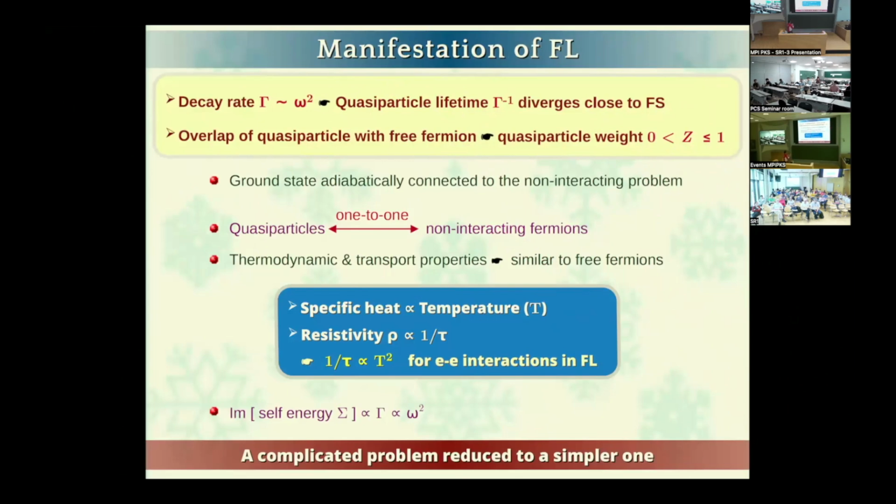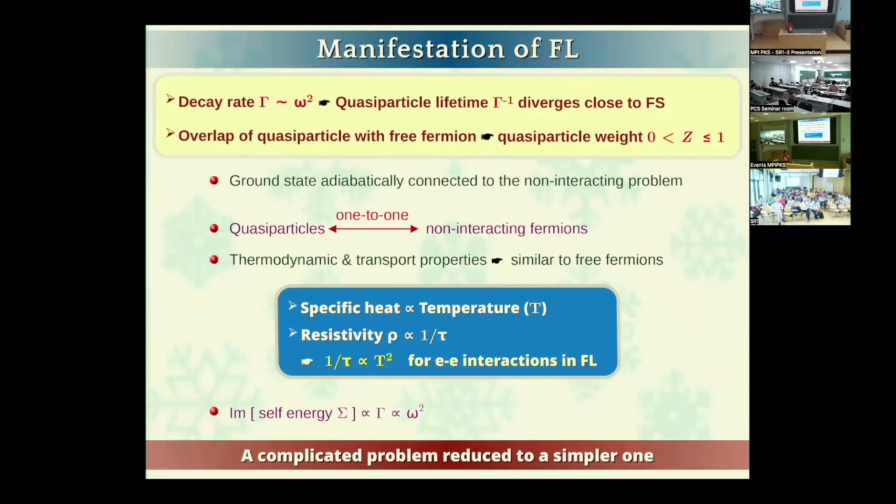Again, if we theoretically compute within Landau's Fermi liquid theory various thermodynamic and transport properties, they turn out to be very much similar to those of free fermions. For example, the specific heat goes as linear in temperature T. The resistivity rho, if you compute for electron-electron interactions, is proportional to 1 over tau, where 1 over tau is again proportional to T squared, if you consider this in a Fermi liquid theory.